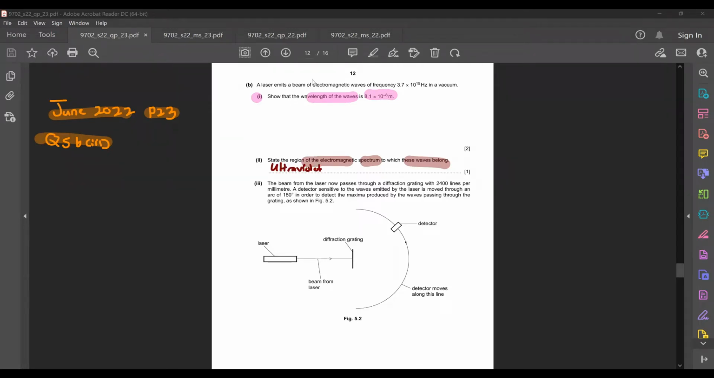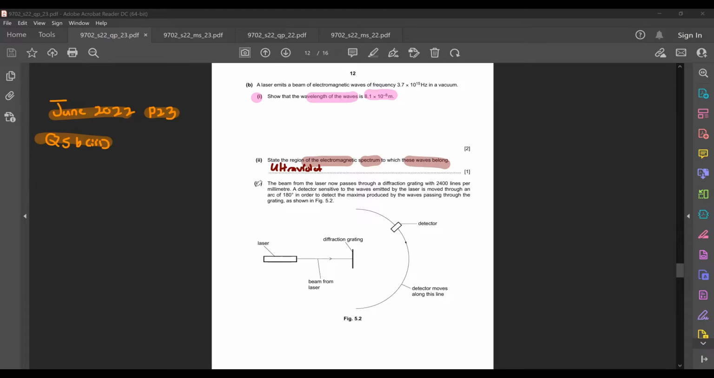Okay. So wait, another student is just joining. Hi, Regan. We are in June 2022 P23, question 5B3. All right. Yep. Hi. So we just started a little. I haven't really started anything much.